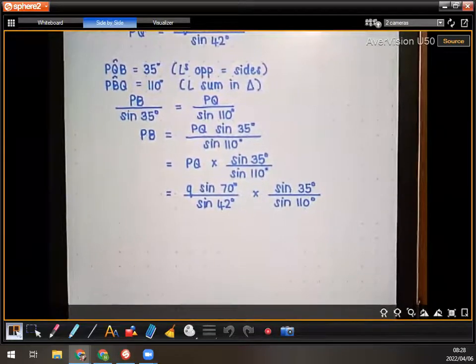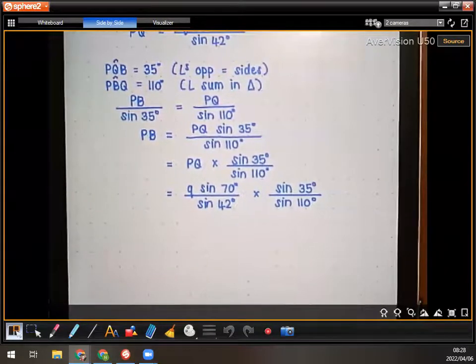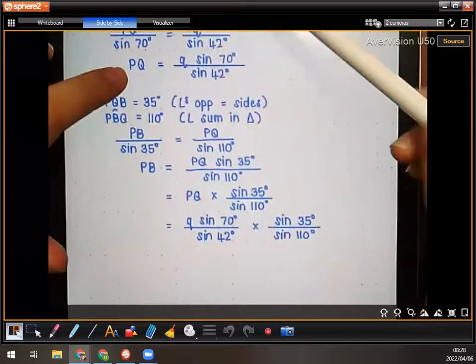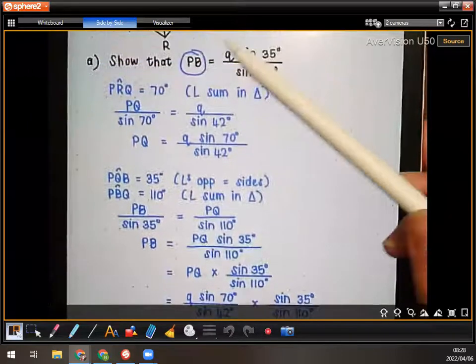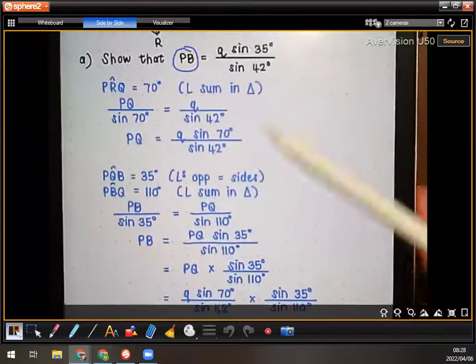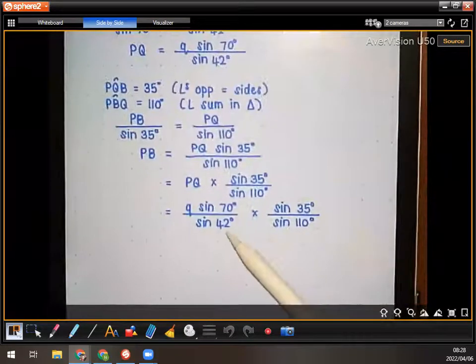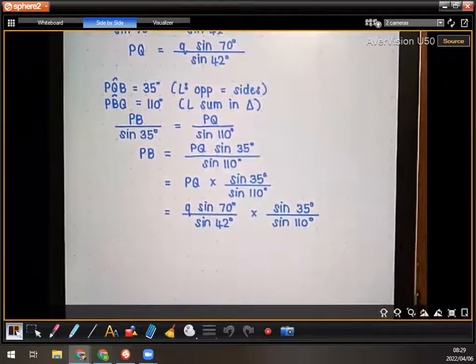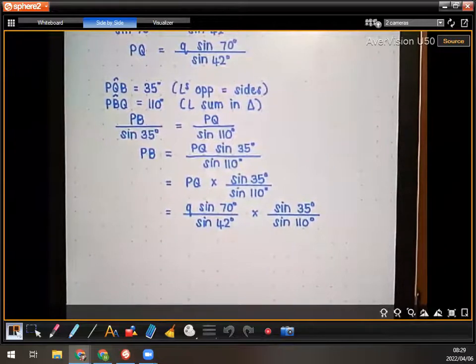But then, do we agree that there's more stuff there than what they asked us to prove? If you look at what they asked us to prove, it was just the Q sine 35, so the Q and the sine 35, and at the bottom just the sine 42. So I need to get rid of the sine 70 and the sine 110. How can I do that? Yes, good. 110 is the same as 180 minus 70. Right? Do you agree with that?